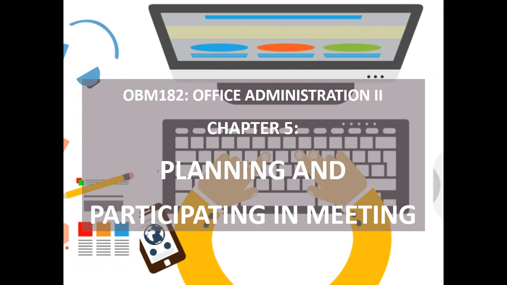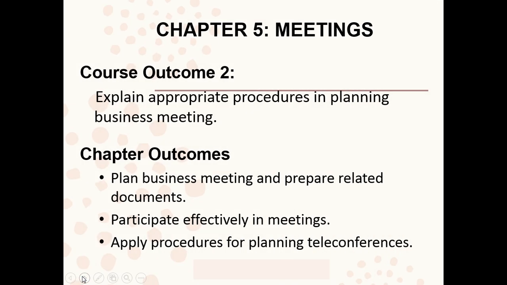Okay, so first let's take a look at the chapter's course outcome for this chapter. At the end of this chapter you will be able to explain the appropriate procedure in planning business meeting. And then the chapter's outcome is you'll be able to plan business meeting and prepare related document. Okay, so this is related to your assignment. Participate effectively in meetings and apply procedures for planning teleconference.